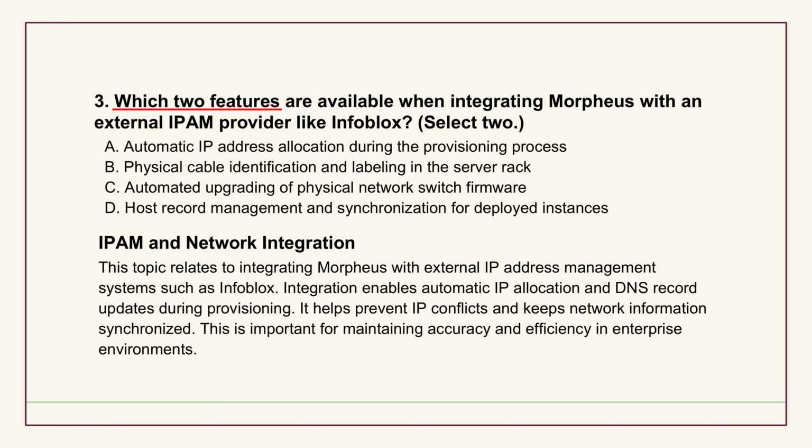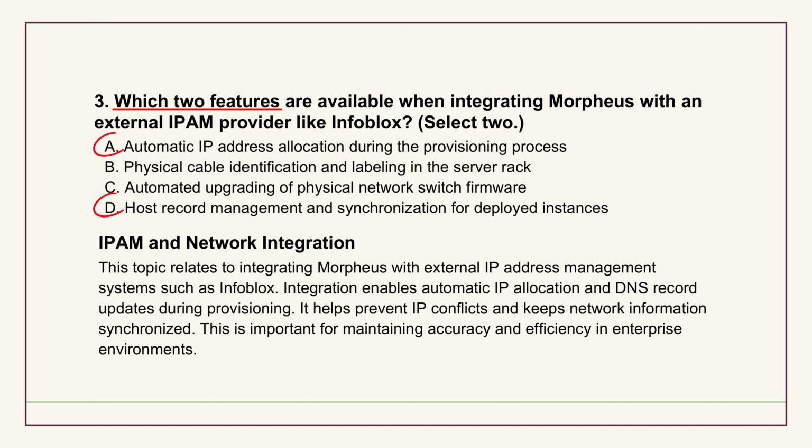The source identifies options A and D. A is automatic IP address allocation during provisioning, and D is host record management and synchronization. Let's talk about why this matters, because one of the distractors on the exam was physical cable identification. Yeah, Morpheus is good, but it can't see into your wiring closet. That is strictly a hardware problem. So why are A and D the right answers? What is the alternative if you don't have IPAM integration?